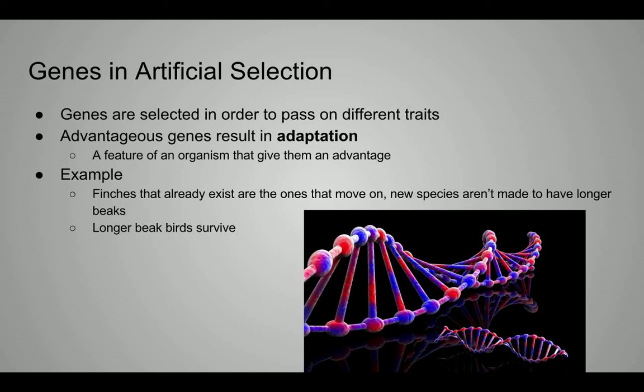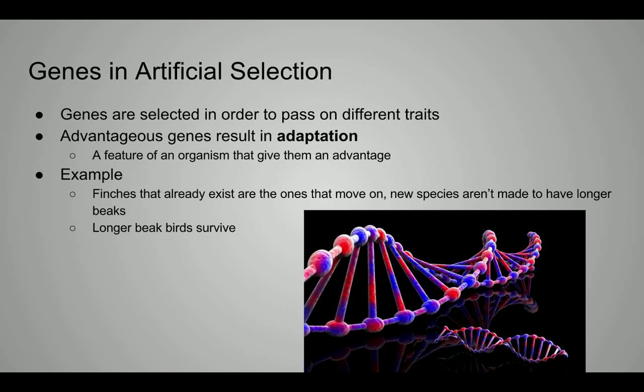In artificial selection, genes are what are ultimately passing on those traits. And so obviously in artificial selection you only want to pass on the strongest traits, or the ones that are most going to provide that species with the most advantage. So in order to do so, you've got to first select a trait that you want to pass on.